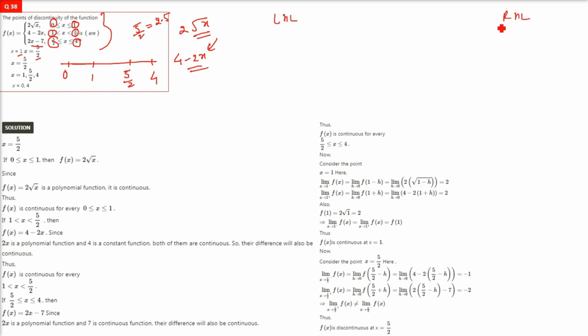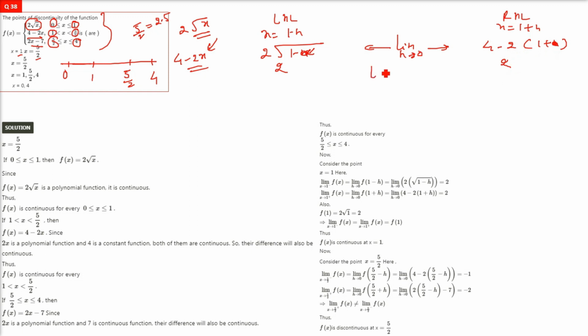So we'll take x as 1 minus h, we'll take x as 1 plus h. So I'm talking about 1. So when you go back a bit from 1, you'll have to use 2 root x. I'm replacing x by 1 minus h. On the right hand limit, 4 minus 2x. So here I am replacing x by 1 plus h. So you can just take h as 0 here, under root 1 is 1. So 2 will be the answer. So limit h tends to 0, you can apply on both LHL and RHL. So 2 you get on LHL. On RHL, when you apply h as 0, you get 4 minus 2, that is 2. So the left hand limit and the right hand limit, they are matching. They are equal.